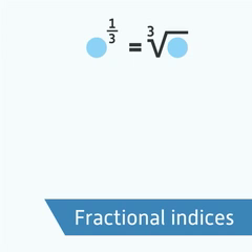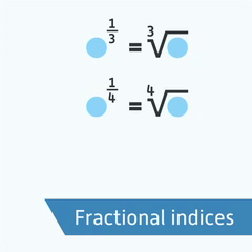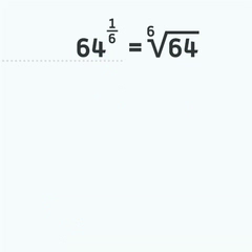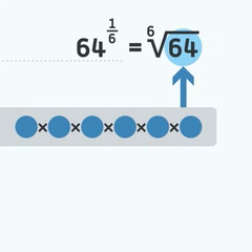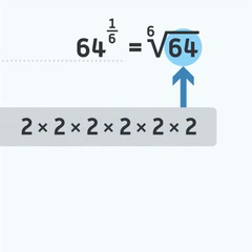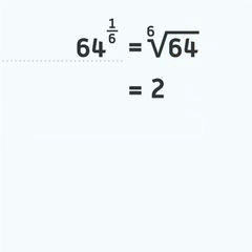A power of 1/3 is a third root. A power of 1/4 is a fourth root, and so on. 64 to the power of 1/6 is the sixth root of 64. That means we're trying to find the number which, when acted upon by a power of 6, gives 64. The number is 2. 64 to the power of 1/6 equals 2.